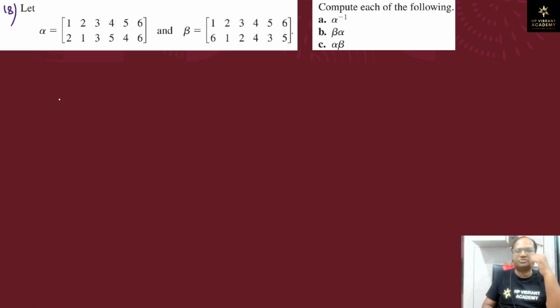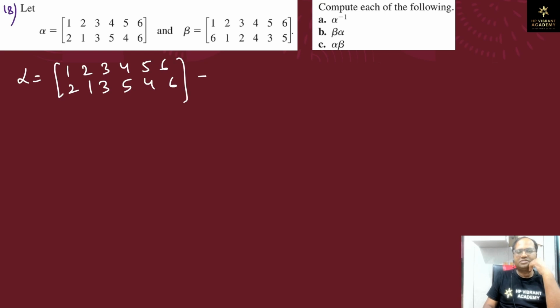Now let us discuss question number 18. So we have alpha is equal to 1 2 3 4 5 6 over 2 1 3 5 4 6. So let us represent this in cycle form. So start from 1. 1 goes to 2 and 2 goes to 1. So this is closed. Now we have 3 goes to 3. This is closed. Now we have 4 goes to 5, 5 goes to 4, and this is 6.